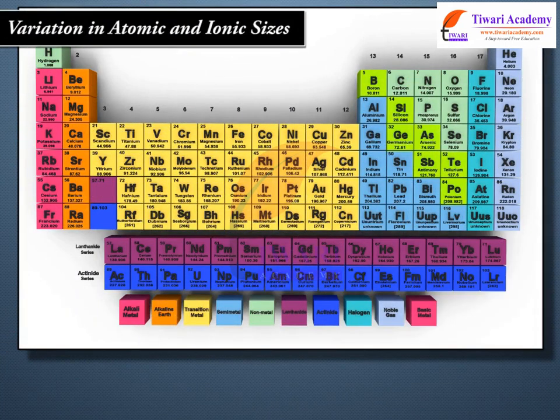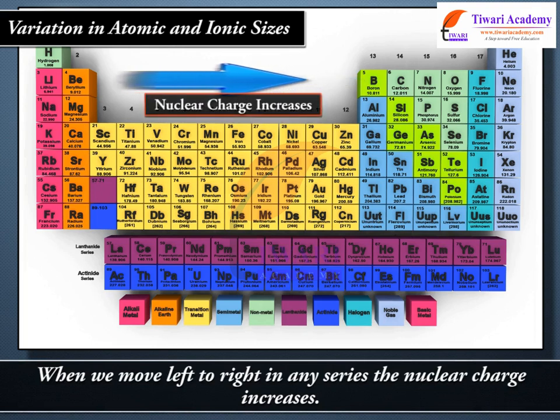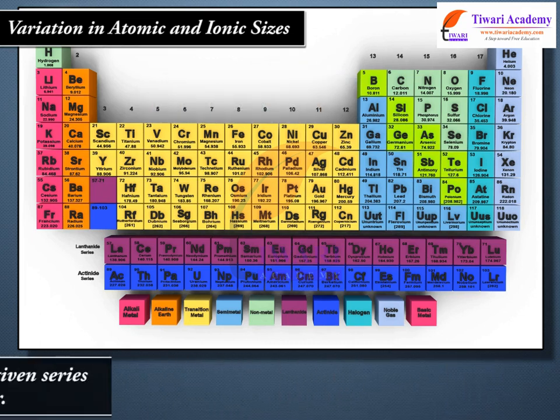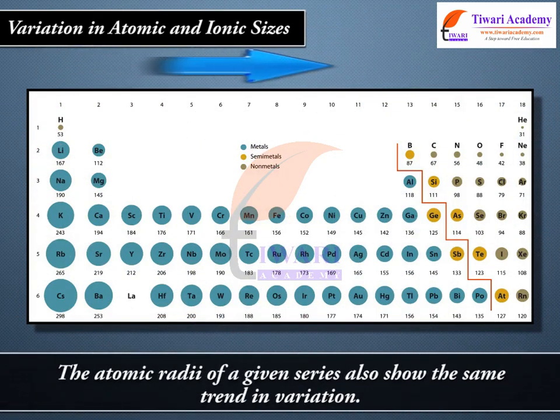Variation in atomic and ionic sizes. When we move left to right in any series, the nuclear charge increases. In general, radii of ions having the same charge in a given series decrease with increasing atomic number. The atomic radii of a given series also show the same trend in variation.